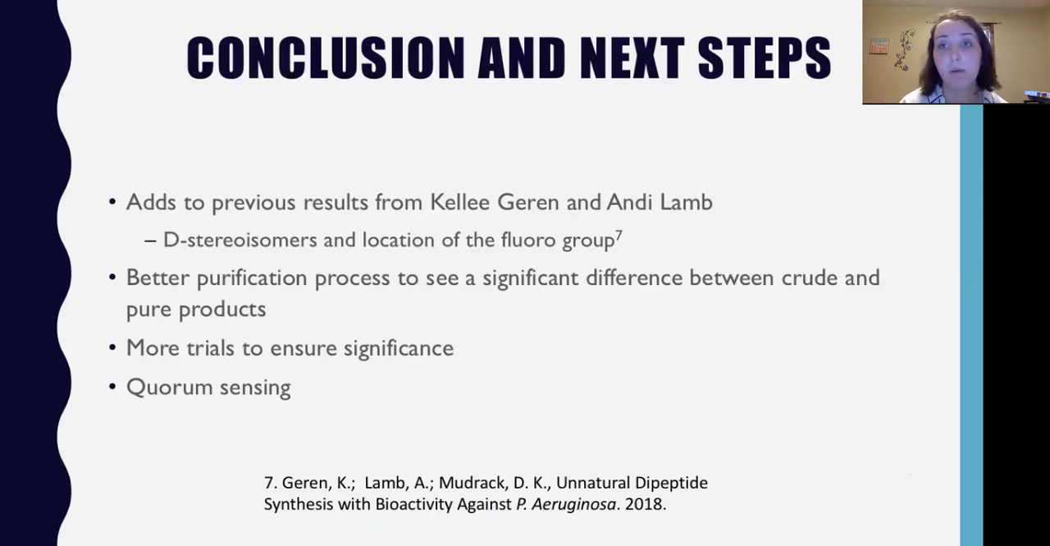So what does this mean? What does this mean for next steps? Well, it adds to previous results from Kelly Guerin and Andy Lamb. In their paper, they talked about how the D stereoisomers killed Pseudomonas aeruginosa better than the L stereoisomers. They didn't use the UV vis, so maybe we could redo theirs to see the actual concentration of the crystal violet. And then also in their paper, they talked about how 2-fluoro was better than 4-fluoro when it came to killing the bacteria.